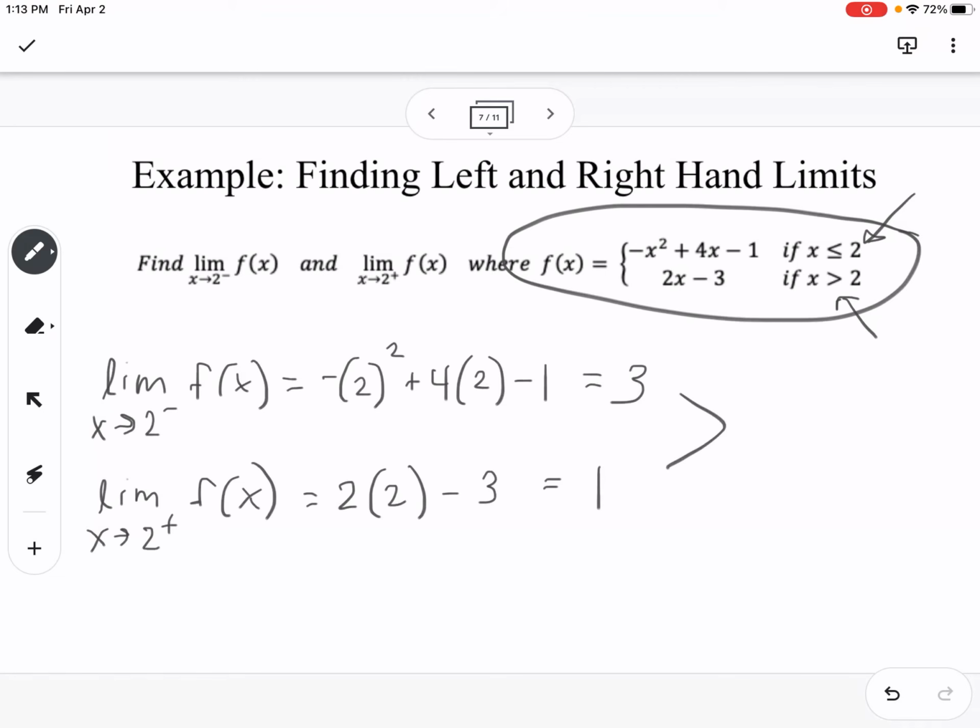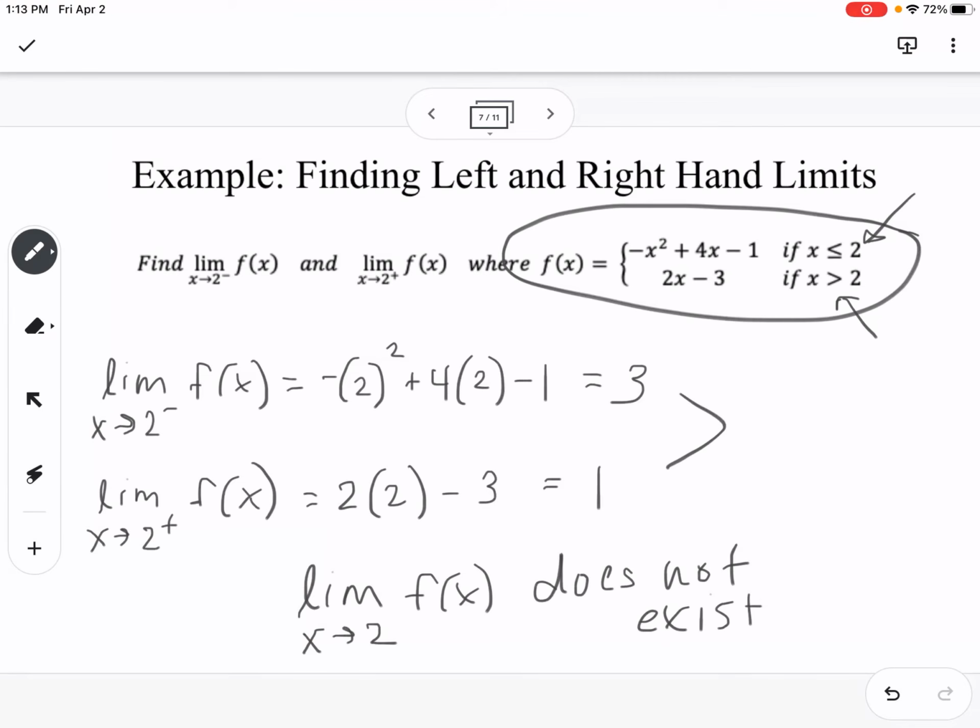So these are not the same. 3 and 1 are not approaching the same y value. So we would say the limit as x approaches 2, just plain 2, not from the left or the right, of f of x does not exist. It means it's approaching 3 from the left and 1 from the right.